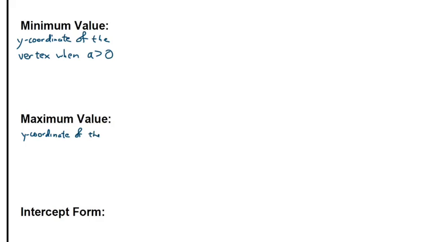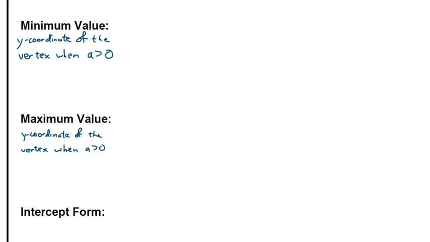Let's keep moving. Alright, minimum value and maximum value. Basically, they're both a y-coordinate, but let's start with here. Minimum value is a y-coordinate of the vertex when a is greater than 0. Okay? And the maximum value is the y-coordinate of the vertex when a is less than 0.